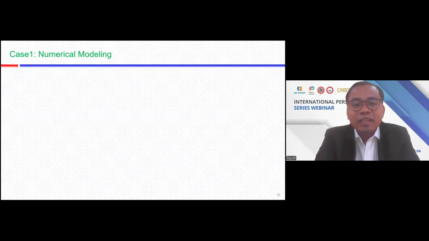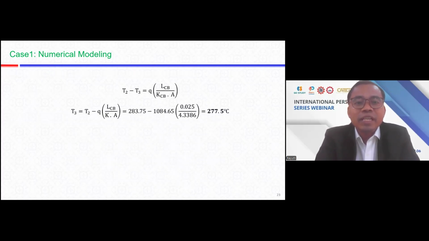And we find another temperature, T3. What is T3? T3 is a function of T2. T3 equals T2 minus Q multiplied by LCB, the semi brick.